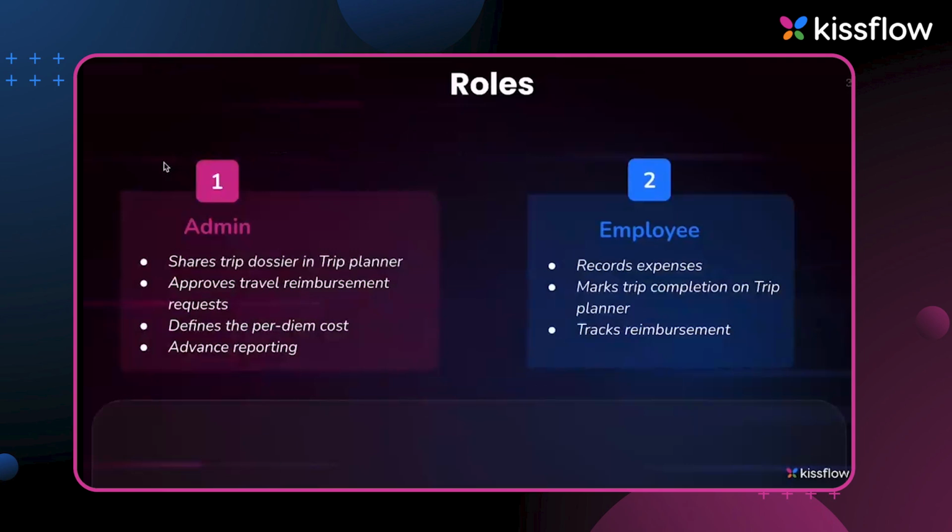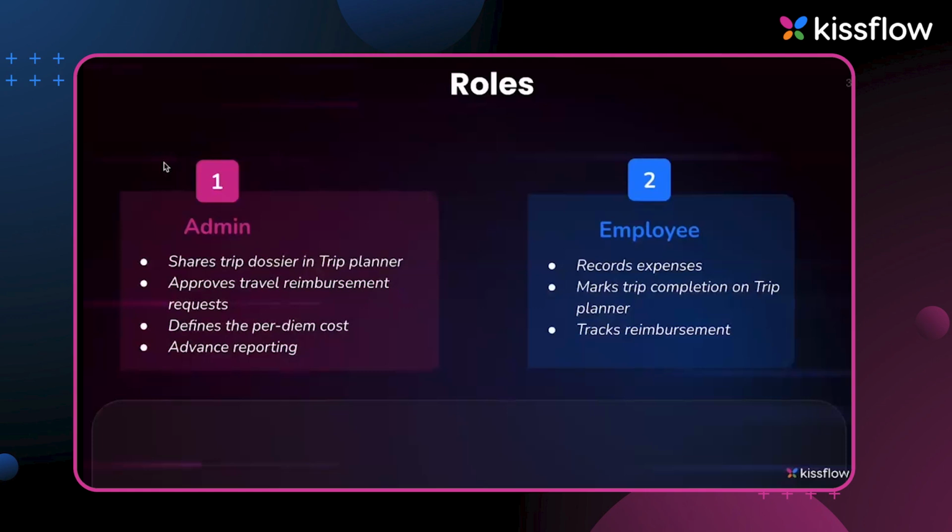So who are the roles that interact with this app? The first role is that of the admin. When we say role, these are independent actions taken by a group of people. In this case, it is an admin, and the admin is going to create a trip planner and assign it to a specific employee. Then come the travel reimbursement requests, where the admin approves travel reimbursement requests. Also, the admin team defines the per diem cost for each region. And of course, the admin team can look into advanced reporting.